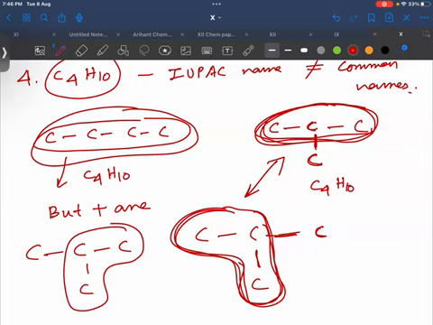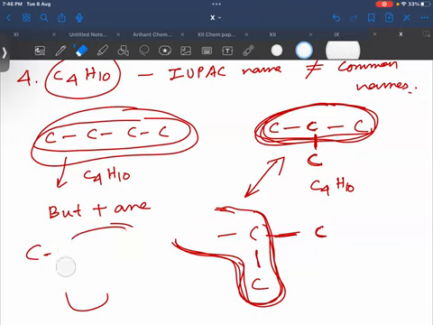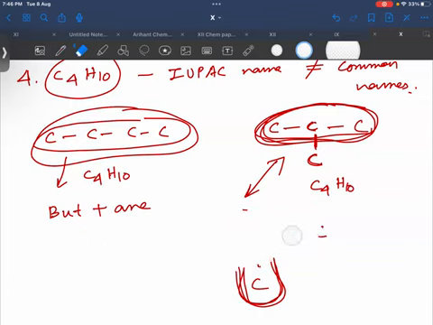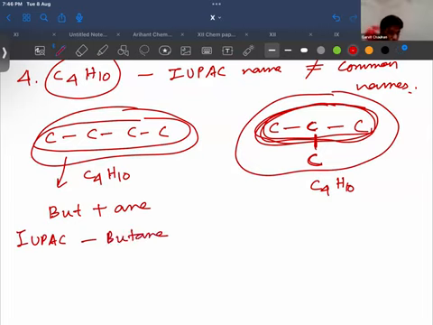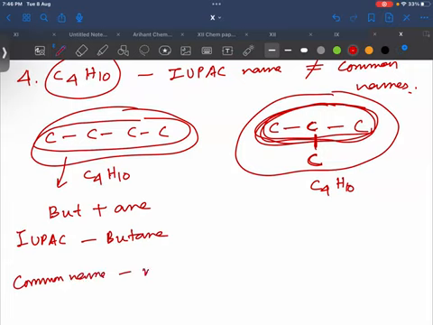This one's name we will see later. The branched one we will talk about later. Write down the IUPAC name of this one. The IUPAC name is butane. So what is the common name? The common name is n-butane. Write it down, small n butane. In the common name, the n is small. So the common name is n-butane.